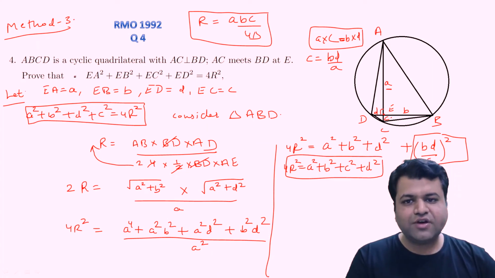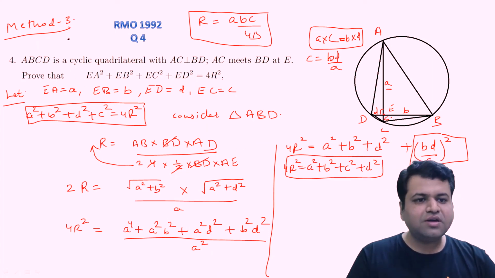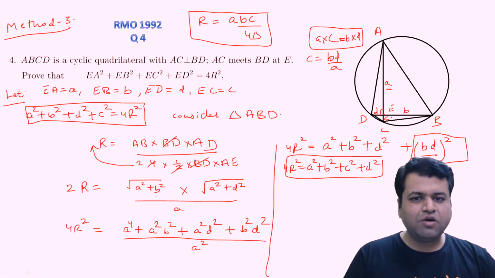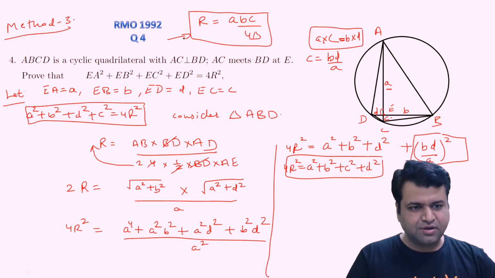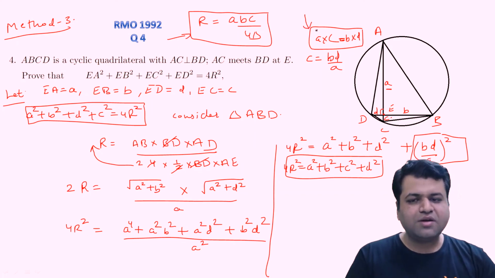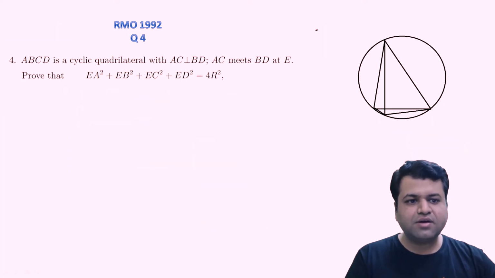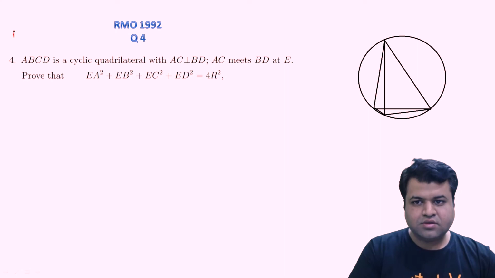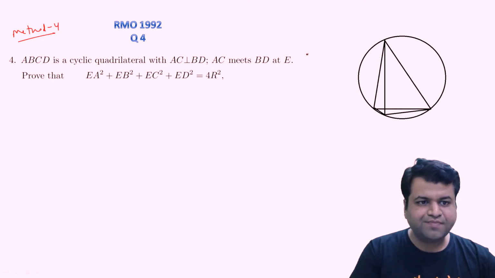So that was our third method to prove this question. I hope ये समझ में आया होगा, right? इसमें कुछ construction भी हमने नहीं किया है, right? But all we need to know is this formula: capital R is equal to ABC upon 4 delta, and one common fact that the product of these two segments are equal, right? Chalo, now let's proceed to the fourth method of this question, right? In this method we will use a little bit of trigonometry, right?